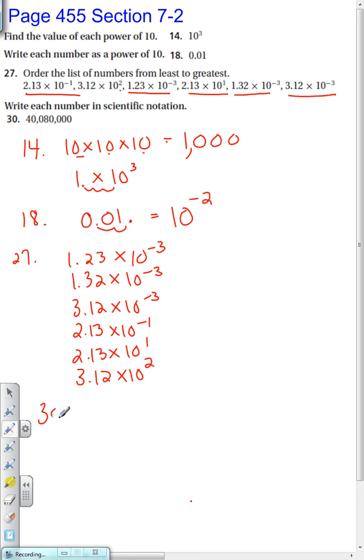And then number 30, I have to write that number in scientific notation, so you have to have a number that's between 1 and 10. So 4.008 is a number between 1 and 10. So basically you got to have one digit in front of your decimal. Then you got to say, well, how many times did I move that decimal? Well, I went 1, 2, 3, 4, 5, 6, 7, 8. So this would be times 10 to the positive 8th power, because 40,080,000 is a very, very big number, so you had to have a positive exponent.